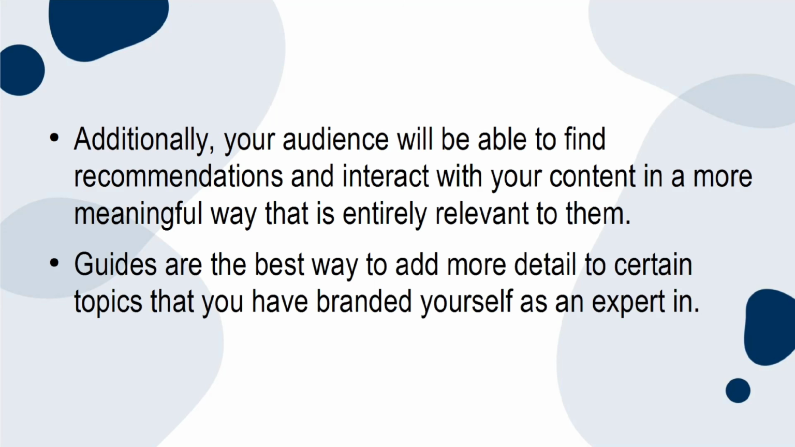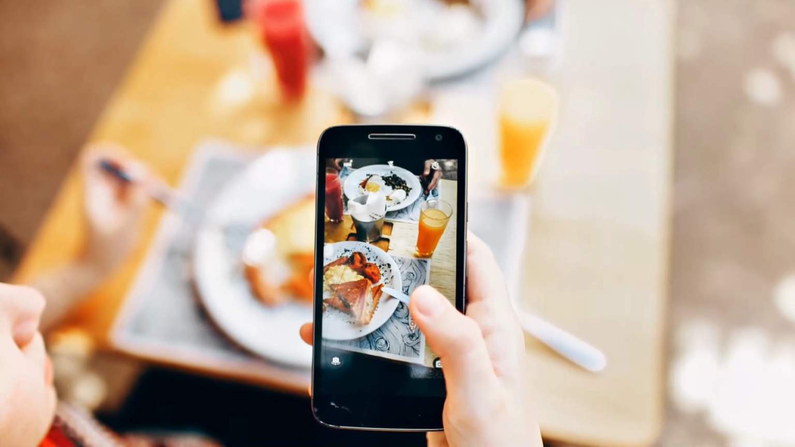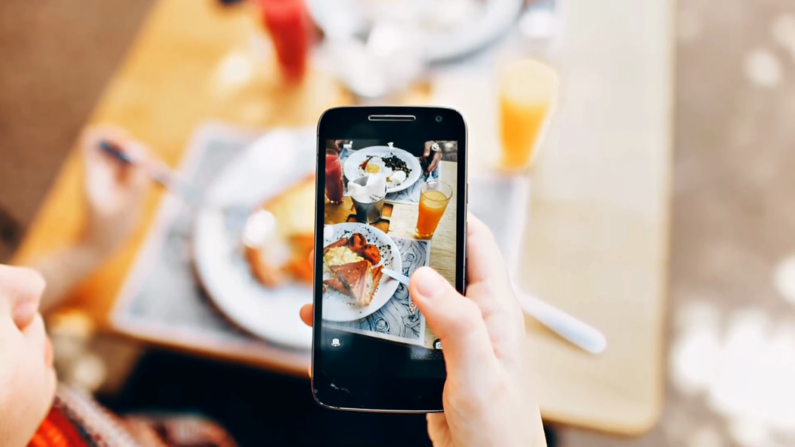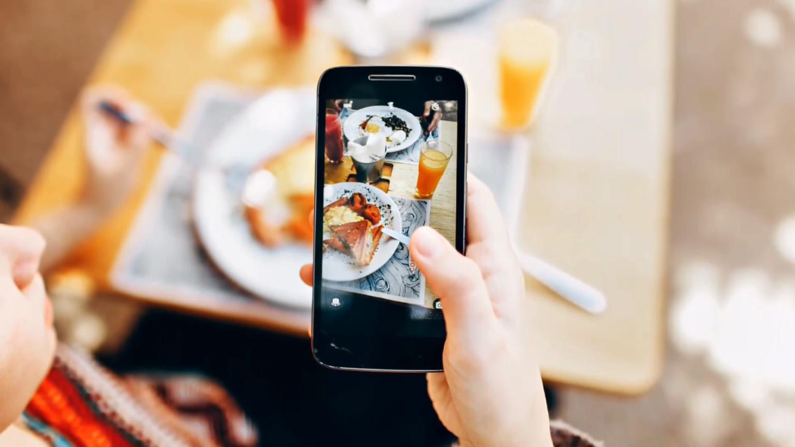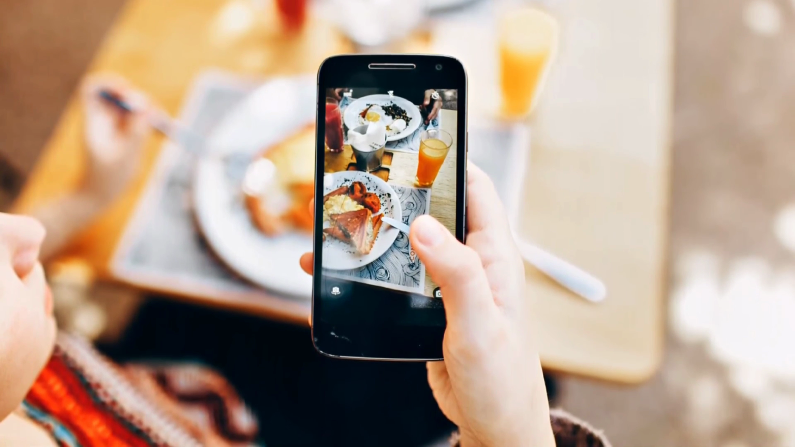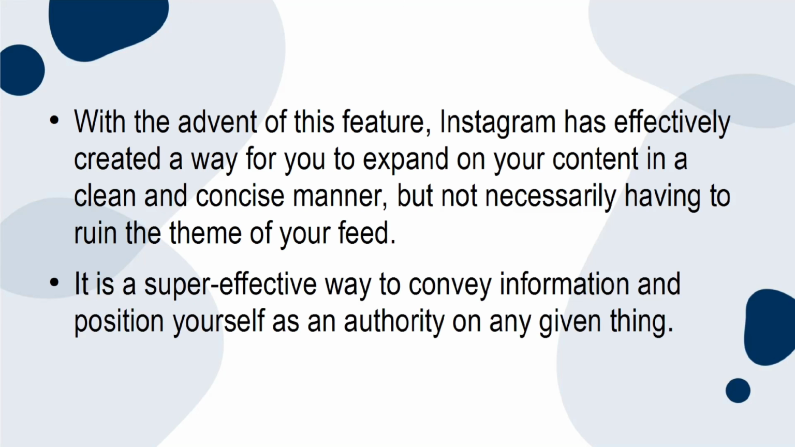Guides are the best way to add more detail to certain topics that you have branded yourself as an expert in. For a very basic example, if you post a lot of photos of brunch, creating guides around the best brunch spots or best coffee or the most Instagrammable decor would be a fantastic way to take your content to a whole new level. With the advent of this feature, Instagram has effectively created a way for you to expand on your content in a clean and concise manner, but not necessarily having to ruin the theme of your feed. It is a super effective way to convey information and position yourself as an authority on any given thing.